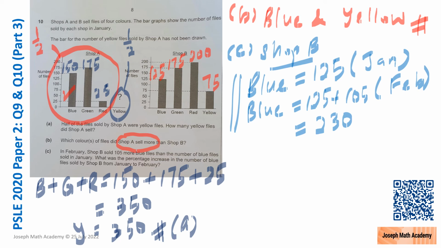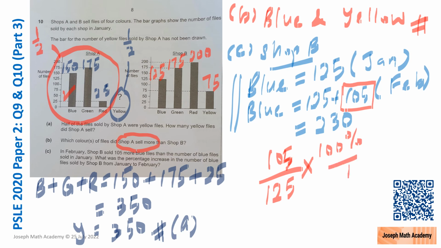Okay, part C. What was the percentage increase in the number of blue files sold by shop B from January to February? So from January to February, the increase is simply 105. So this will be the numerator, 105. And the denominator has to be the base, which is January. And let's turn this into a percentage. So if you use your calculator, key in 105 out of 125 times 100%, we will get 84%, meaning question C is done.